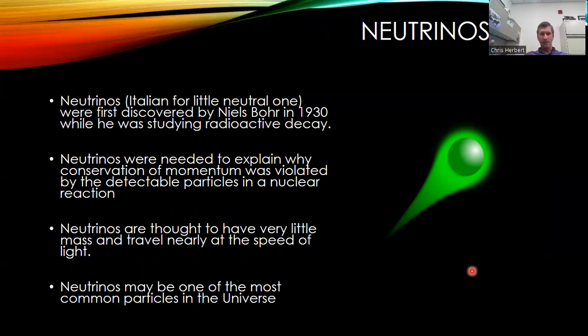Basically what they did is they did these in cloud chambers where they can see the trails given off by these charged particles. And the neutrino, because it only interacts via the weak force, left no trail. And as a result, could not be seen by these detectors. And they said, well, we have to conserve momentum. Something's going on here. And the existence of this neutrino was proposed, which means little neutral one.